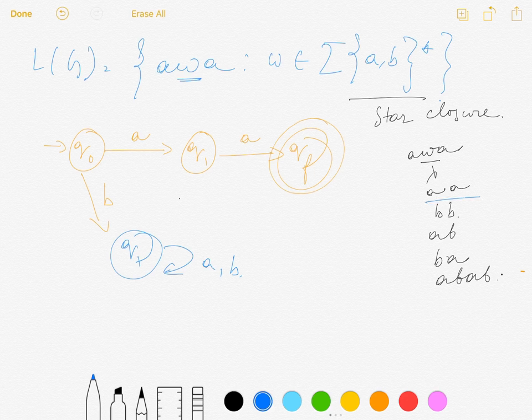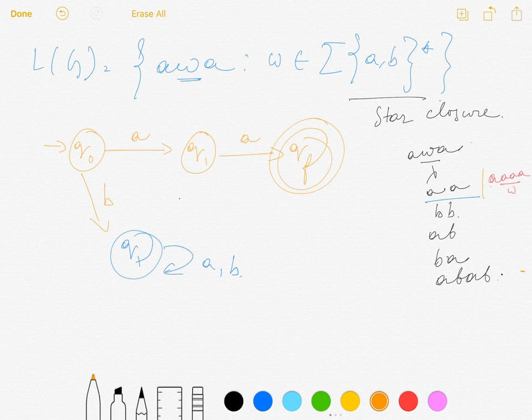If omega is AA, that means multiple A's are coming. That means if omega is AA, the string will be AAAAA. This AA is part of omega. Now how to get this one? When the machine gets consecutively 2a, the machine will think that omega is lambda, and it will return back, goes to the final state.